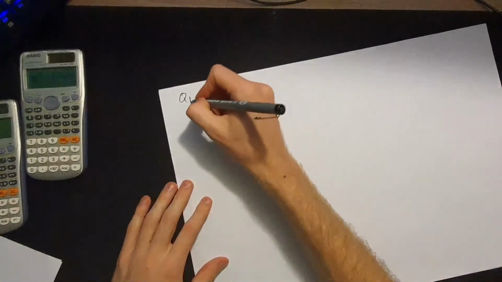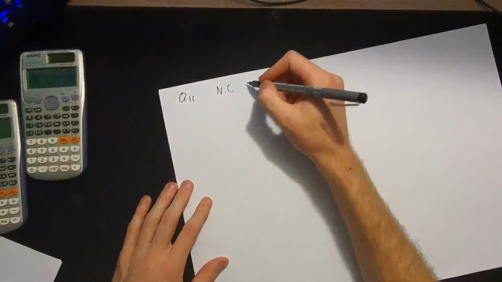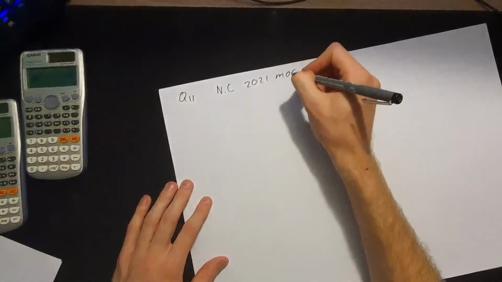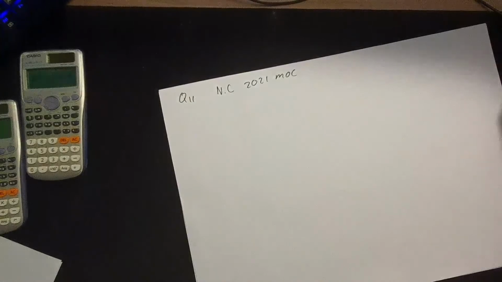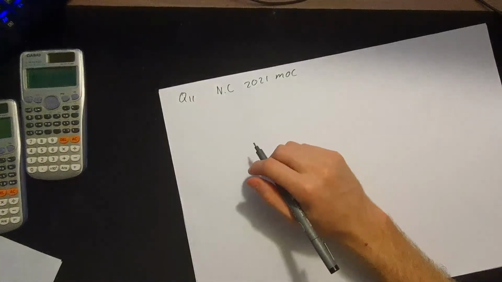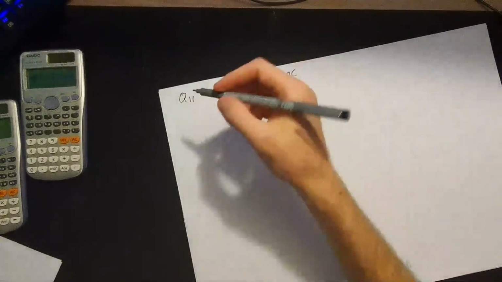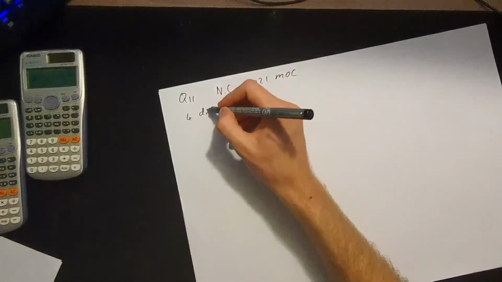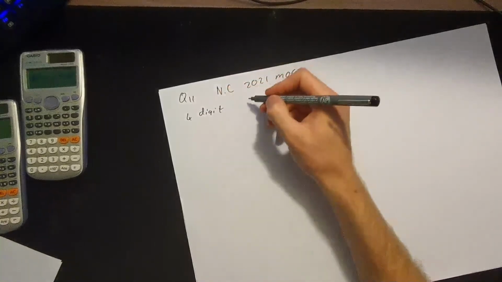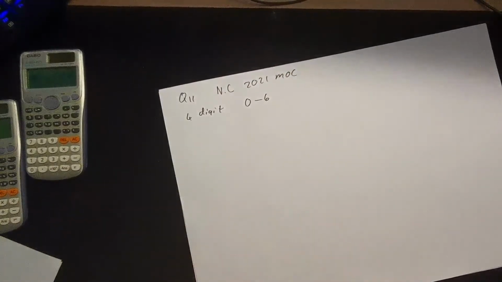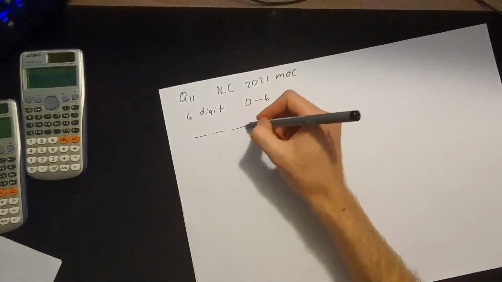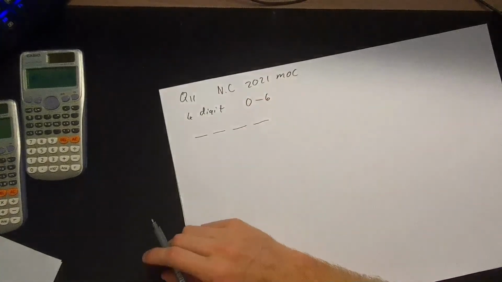So they give you the following information. Okay, so question 11 of the Northern Cape 2021 mock. Okay, so it says a 4-digit code is created using the numerals 0 to 6. So we have a 4-digit code, and we're only using from 0 up until the value of 6. Okay, so what do we have? We have 1, 2, 3, 4. Okay, and there's 6 possibilities for each one.